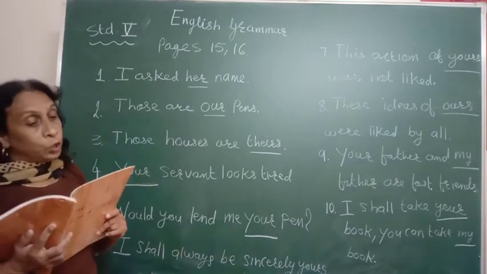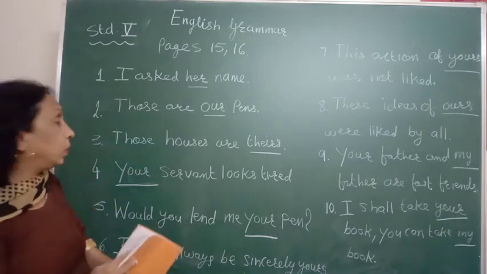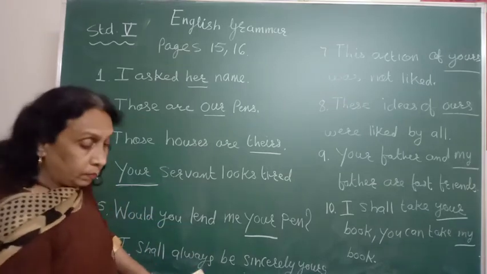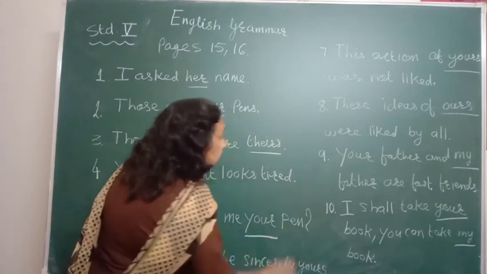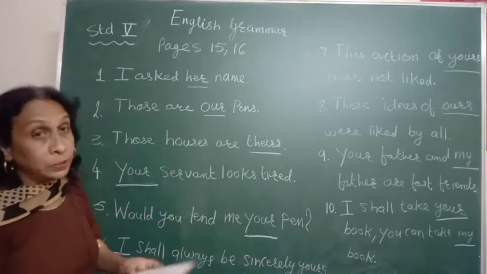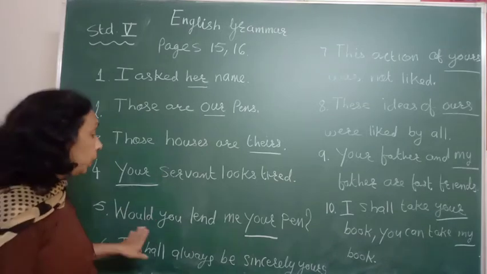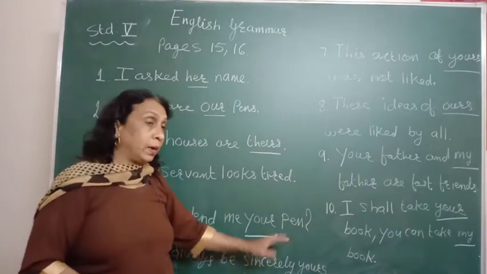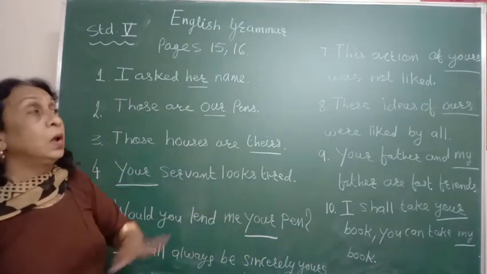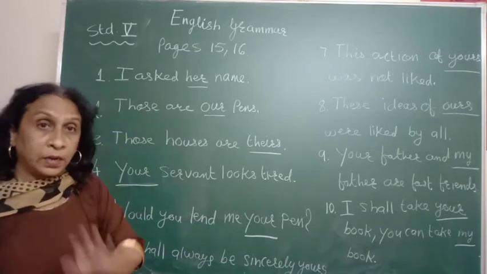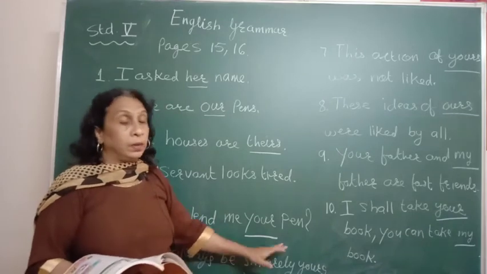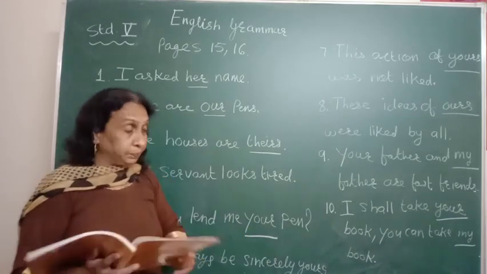Now fourth one. Yours servant looks tired. Yours is wrong. Your servant looks tired. Now fifth one. Would you lend me your pen? Underline the words which I have underlined, so you know that this word was written wrongly in the textbook. We are correcting it. So again, while correcting also, you have to write it and underline it.